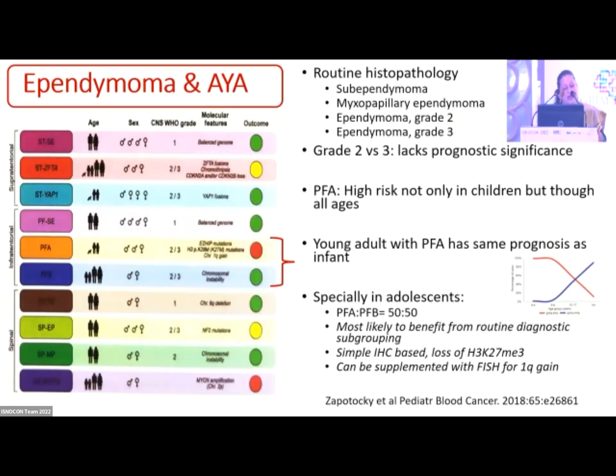So this is a simple IHC-based test with loss of H3K27me3, which is now included in the essential criteria for the WHO CNS5 classification, and it can be supplemented, as you heard yesterday, with the FISH for 1q gain.